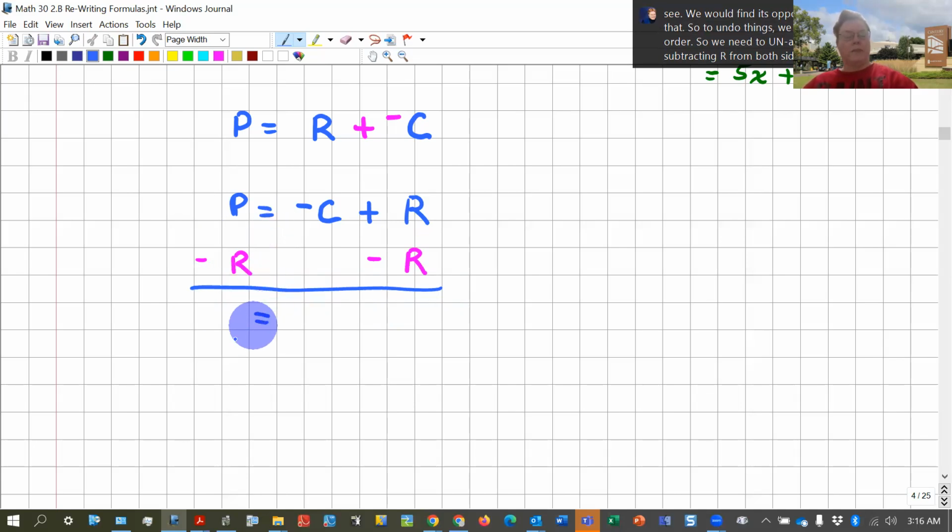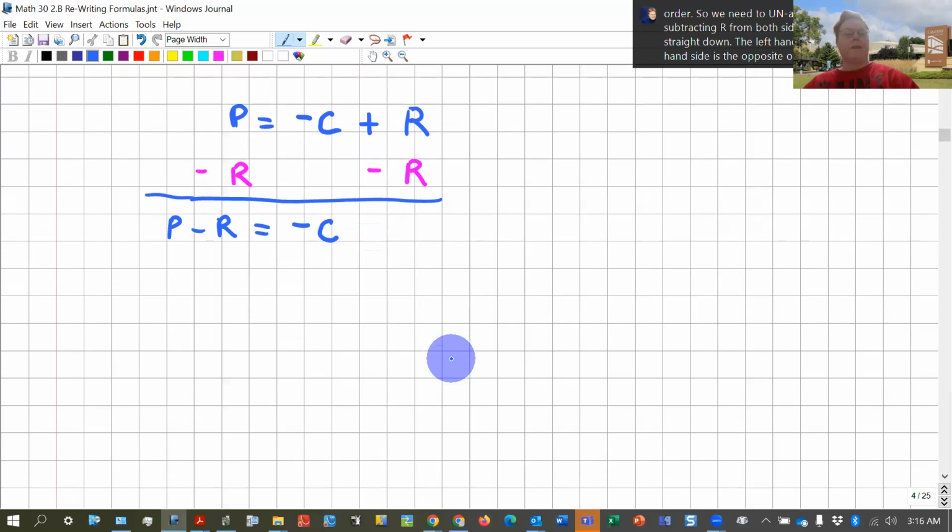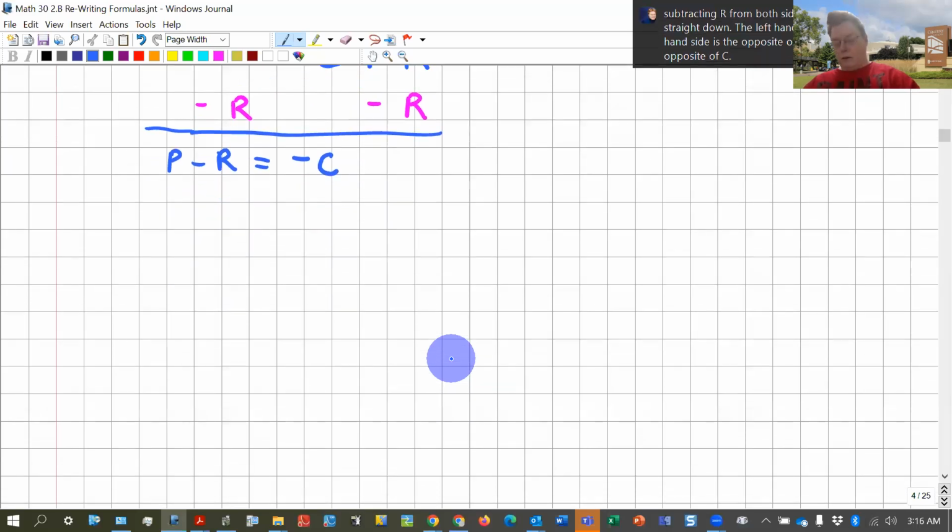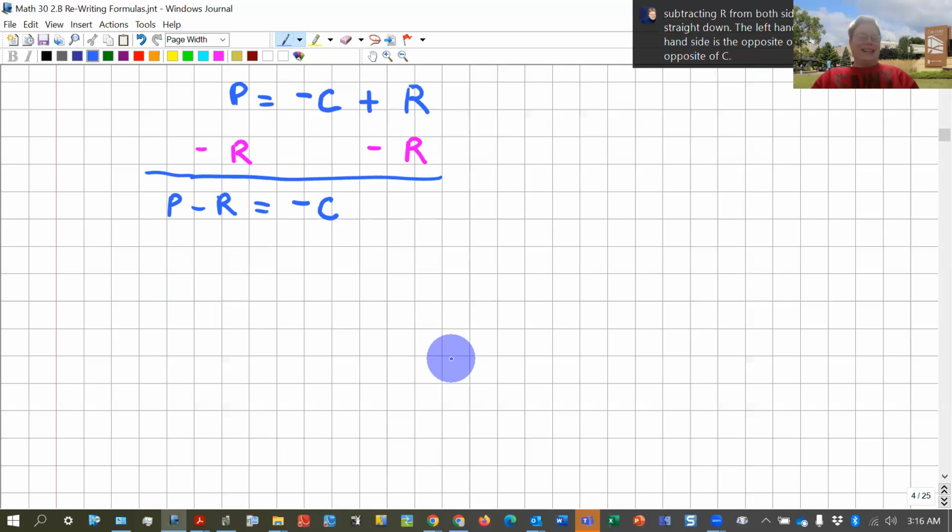Draw the bar, equal sign straight down. The left-hand side is P minus R. The right-hand side is the opposite of C, plus 0, so it's just the opposite of C. But we need to get C completely by itself. Right now, the opposite of C is by itself.